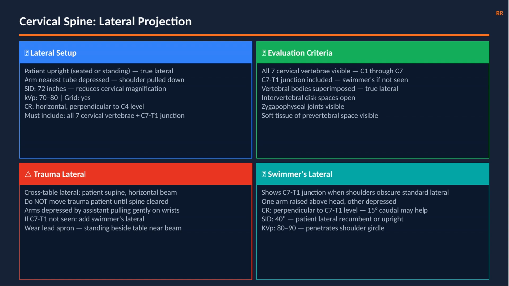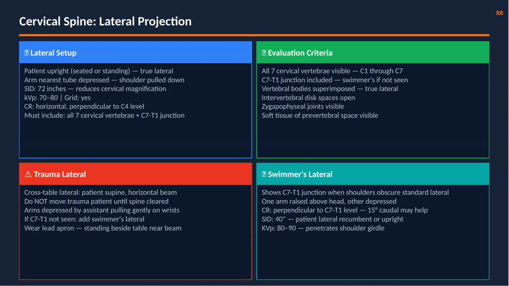If C7 is not visible, a swimmer's lateral is required. Vertebral bodies superimposed, true lateral. Intervertebral disc spaces open. Zygapophyseal joints visible. Prevertebral soft tissue visible and measurable.